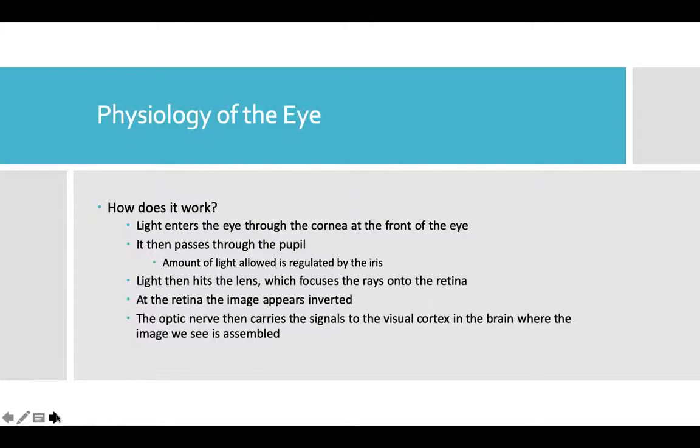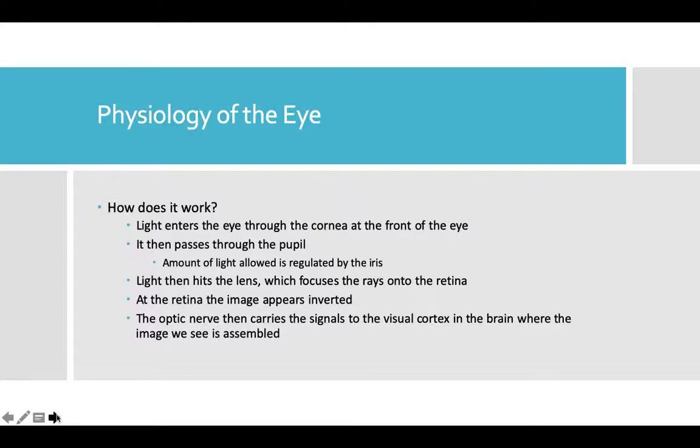Every image that we see starts off as light. When light hits the outer surface of the eye, it travels through the cornea and to the pupil. The amount of light that is allowed in is regulated by the colored part called the iris. After the light travels in through the pupil, it hits the lens and is then focused onto the retina, which is the nerve layer at the back of the eye.